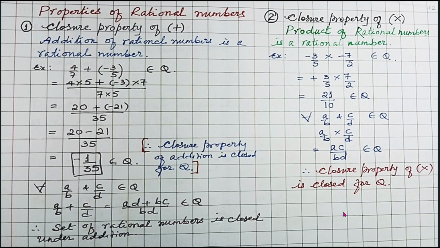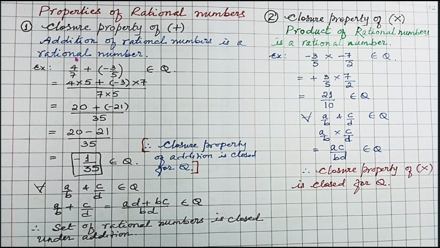Now the next important topic of our discussion is properties of rational numbers. Already we have learned about these properties in natural numbers, whole numbers and integers, and as you know, integers are a subset of rational numbers, so all the properties of integers also hold for the set of rational numbers. But let us consider how these properties are applicable to rational numbers by taking examples. The first important property is the closure property of addition. Addition of rational numbers is a rational number. That means when two rational numbers are added, if we get a rational number, the closure property of addition is closed for the set of rational numbers.